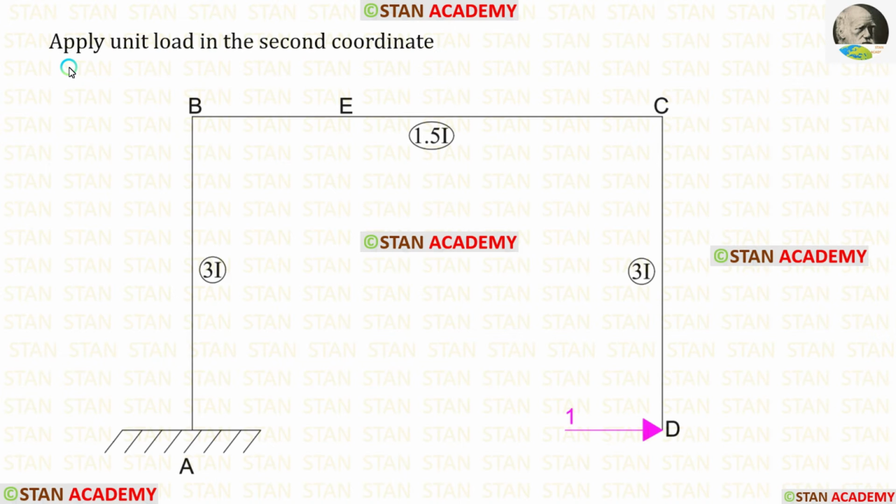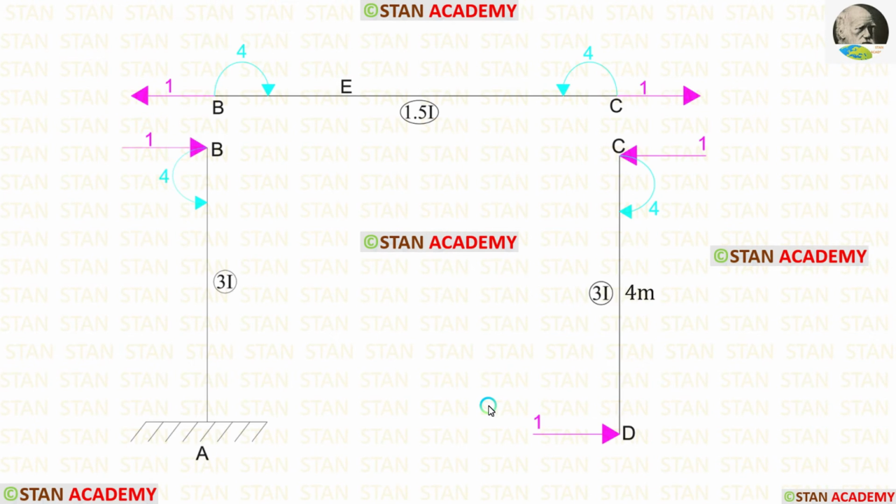Now we are going to find the moment M2. For that we have to apply unit load in the second coordinate. Now let us make the free body diagram. Because of this unit load, a reaction is developed in the point C. Let us find the moment in the point C. This unit load is acting towards the point C in the anti-clockwise direction and the distance is 4. 1 into 4, we will get 4.